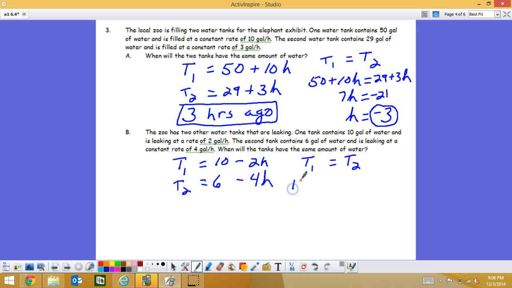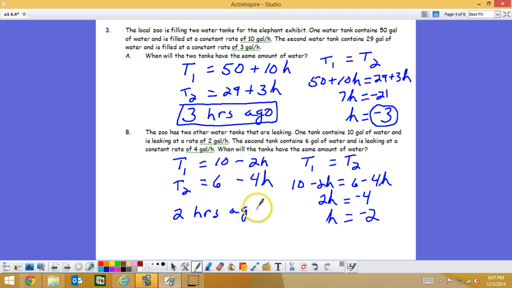And that happens when 10 minus 2H is equal to 6 minus 4H. Add the 4H to both sides and subtract 10. And again, we get H being negative 2, which means that 2 hours ago was when they had the same amount of water in them.